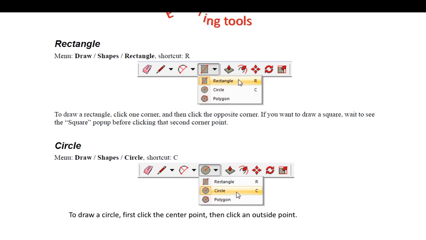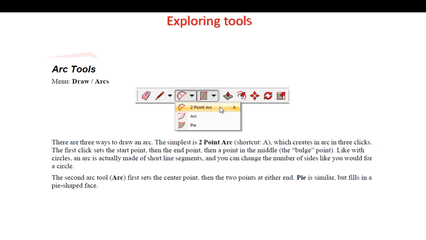If you want to draw a square, wait to see the square pop up before clicking the second corner. Circle, or letter C on your keyboard. To draw a circle, first click the center point and click an outside point.